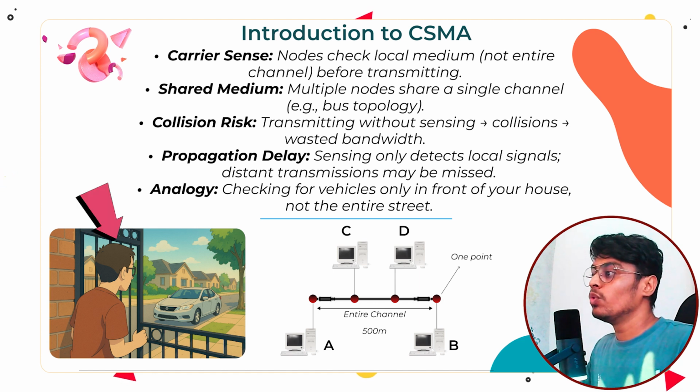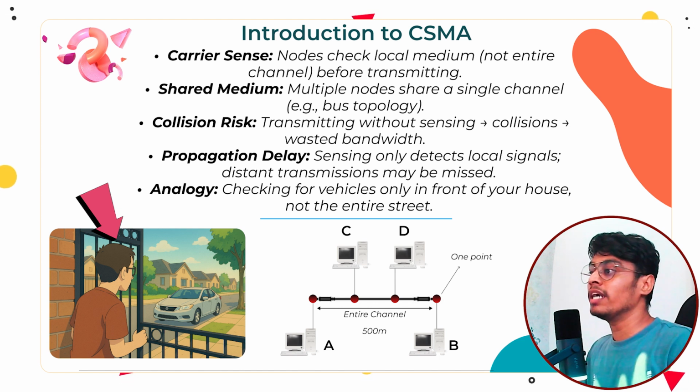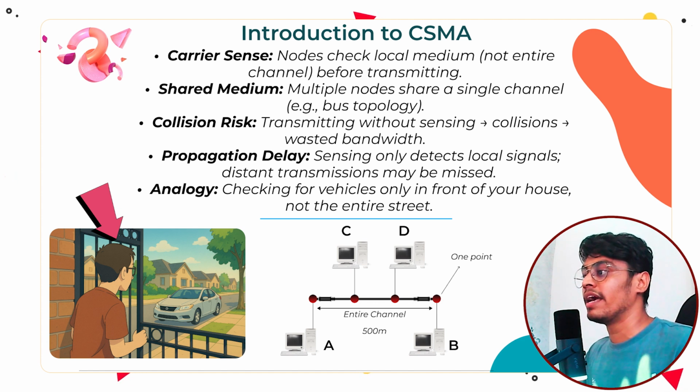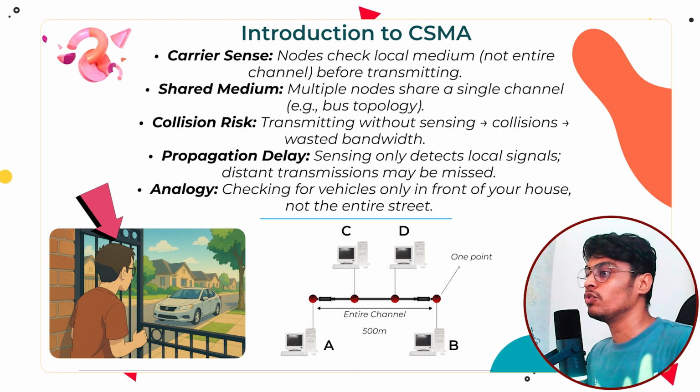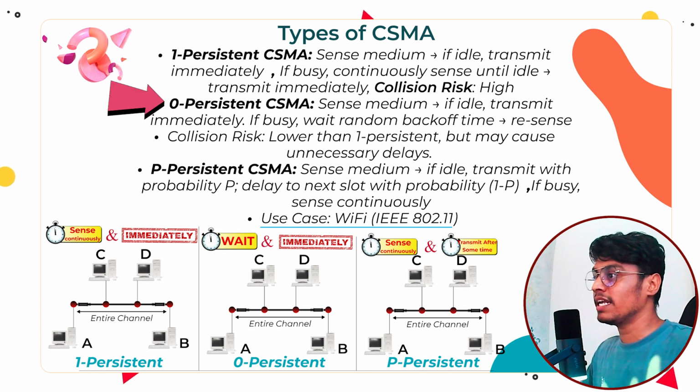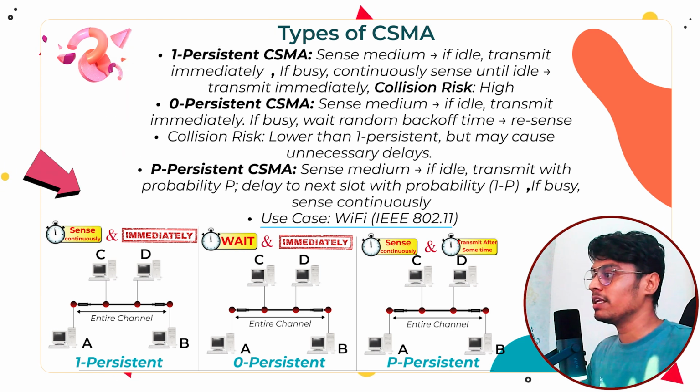Think of it like you are standing in your house and you only check if any vehicle is moving in front of your house door or not. You can't check the vehicles on the whole street. When the vehicle comes in front of your house, only then will you know that there is a vehicle already present, and then you don't bring your car out. This is exactly the concept of carrier sense. Now, CSMA has different variations: 1 persistent, 0 persistent, and P persistent. Let me explain each one by one.